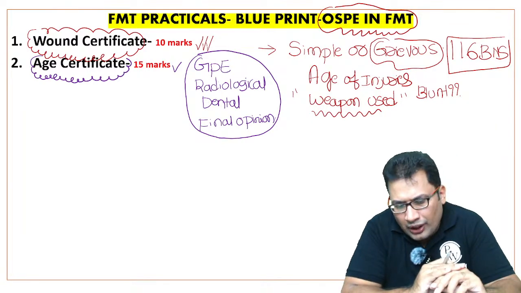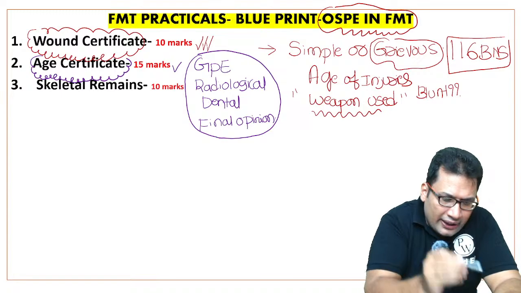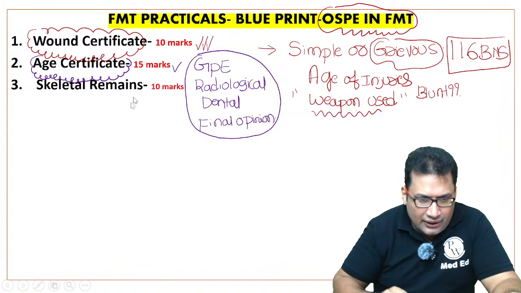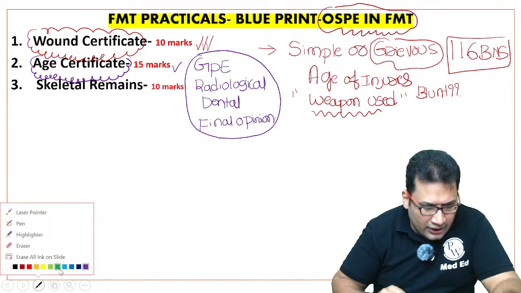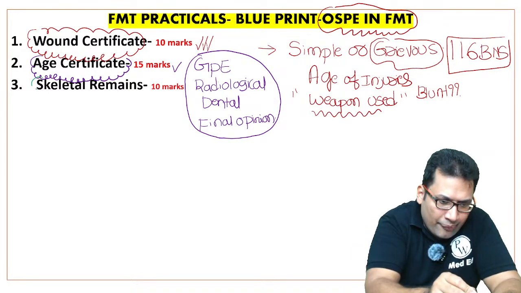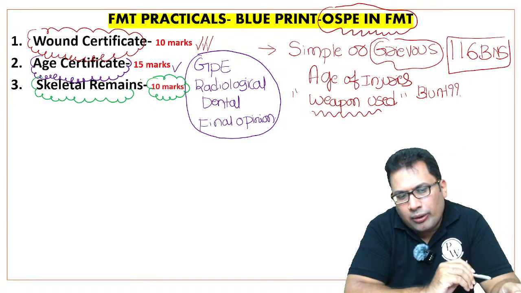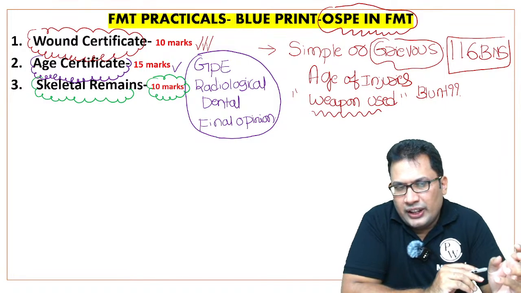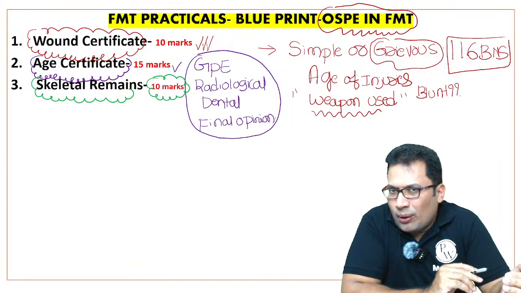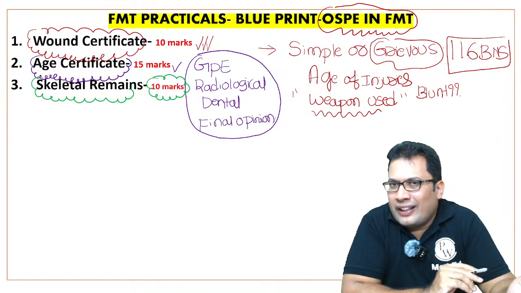Okay. Now, skeletal remains. Next important is skeletal remains. Again it is a compulsory exercise. The skeletal remains is around 10 marks. In some universities they give probably a set of bones or a single bone. You need to write about the final opinion.